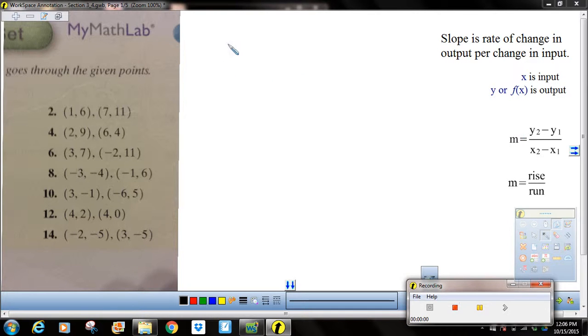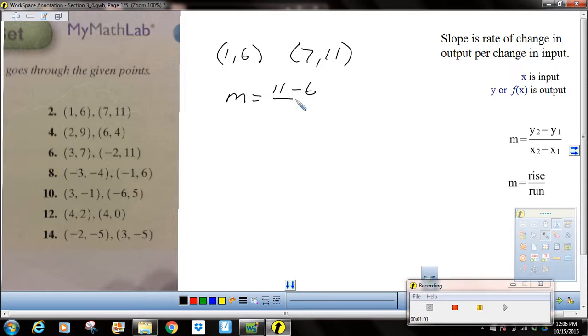I'm going to work number 2. We've got 1, 6, and 7, 11. Slope is y2 minus y1 over x2 minus x1, which would be 5 over 6. So that is simple.